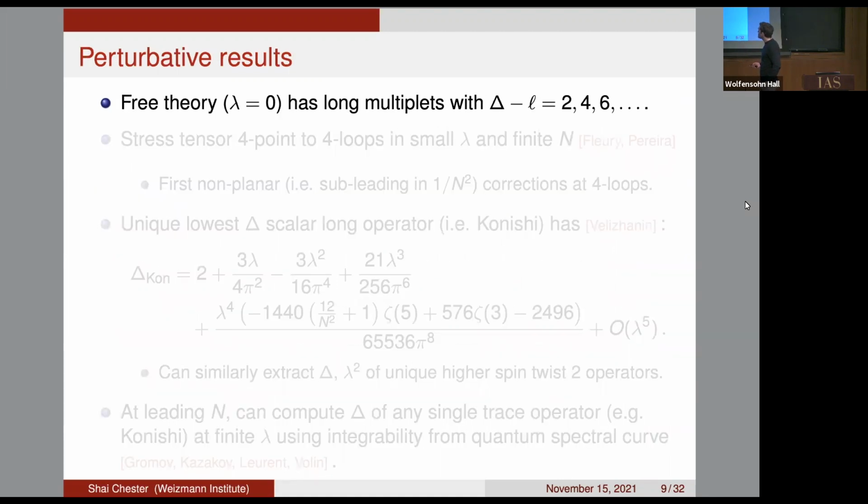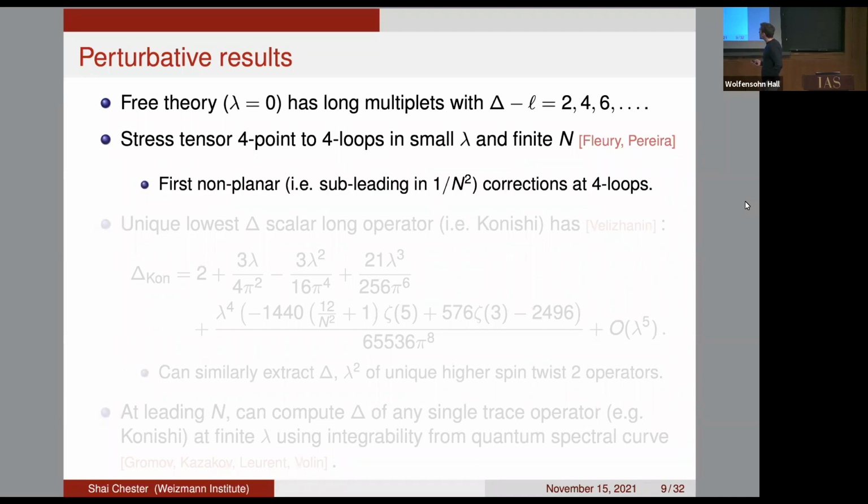Okay, so now let's review some perturbative results about the CFT data. So we can start with the free theory when the 't Hooft coupling is 0. In that case, you have long multiplets for each even twist. And then going beyond the free theory, people have computed the stress tensor 4-point function to 4 loops in a small 't Hooft coupling expansion for any value of N. So the most recent result at 4 loops was given by Fleury and Pereira, but of course there are many other authors who computed previous loops going back many decades.